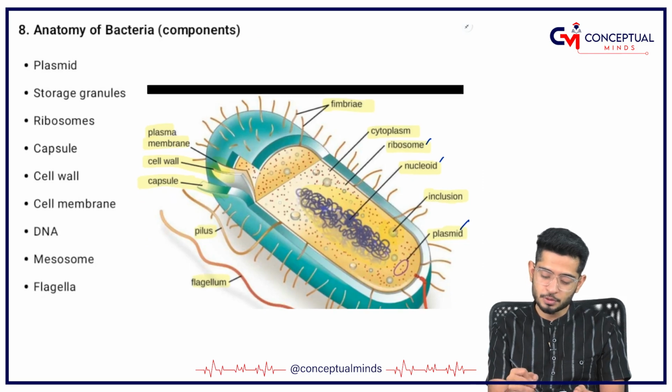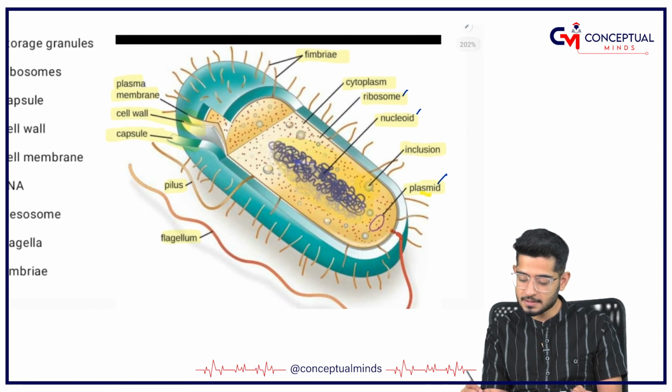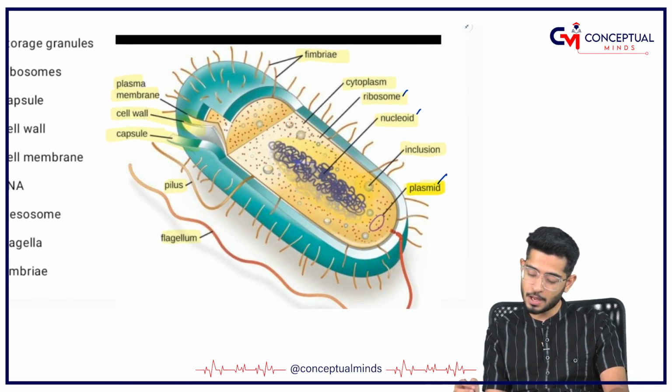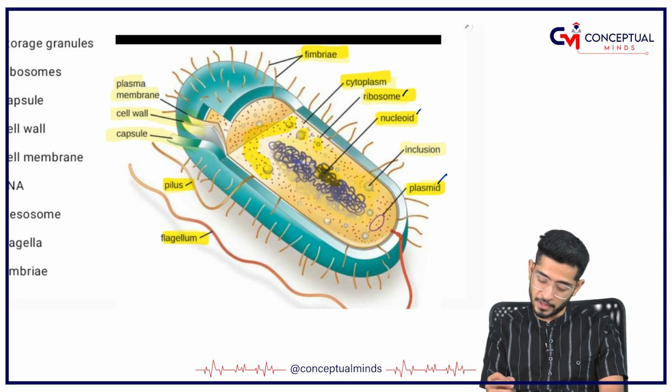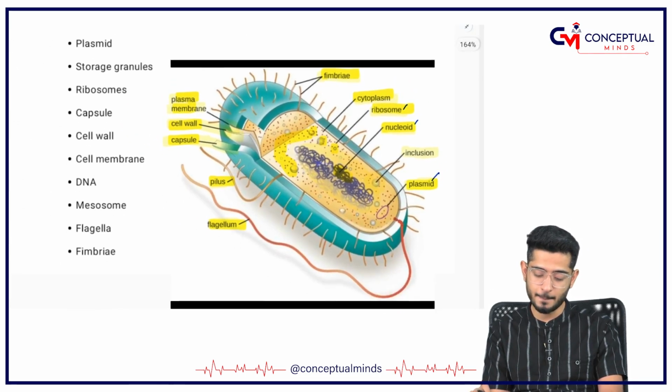Coming on to this beautiful diagram, and yeah, this is important. So see here, these small ones, plasmid, we have already discussed in the genetics video. Then next you have the nucleoid, this center one, then the ribosomes, these ones, the cytoplasm, this amorphous one, fimbriae, the long ones, pilus, and the longest one is flagellum, then the outermost capsule, then the cell wall, and then the plasma membrane.